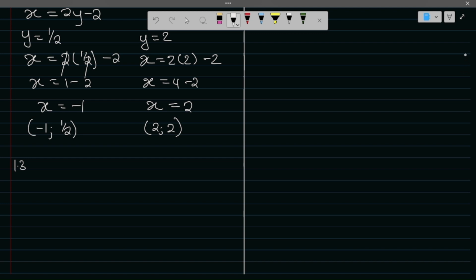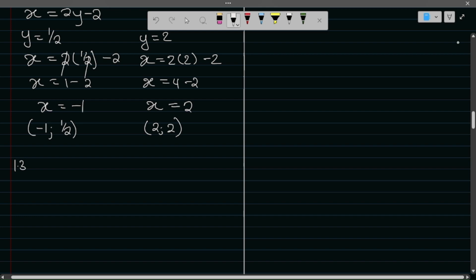Okay, so yeah, guys, let's do number 1.3, right? So number 1.3 says 2^(m+1) + 2^m is equal to 3^(n+1) - 3^n, right?